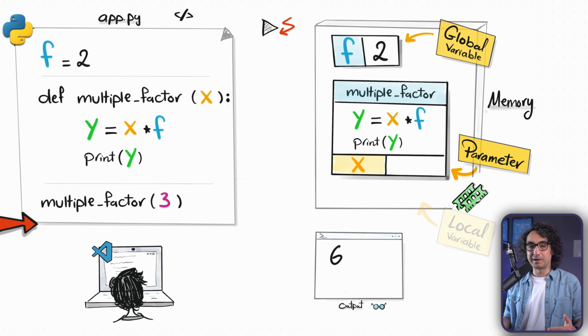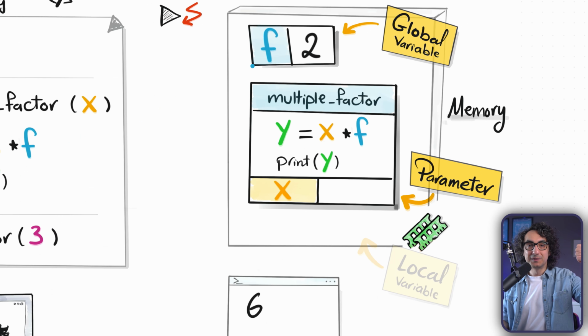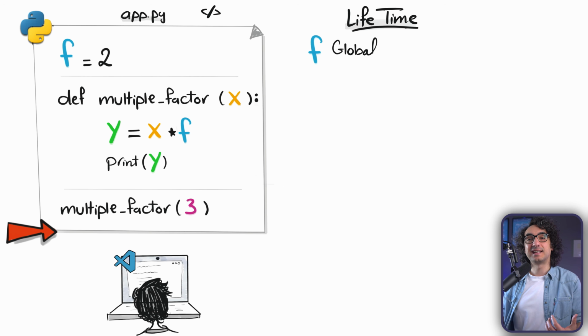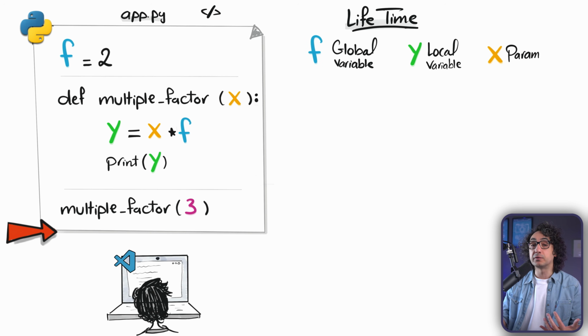So at this point, we are back to the first point. Python knows there is a global variable. It knows there is a parameter called x, and it has no idea about the local variable y because it destroyed it. So now by looking at this, you can understand exactly the lifetime of each of those variables.